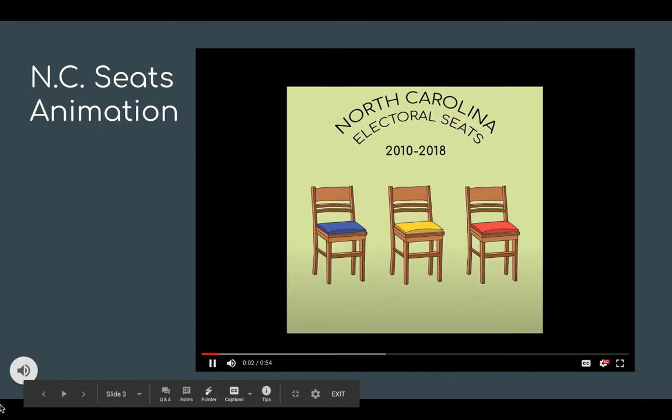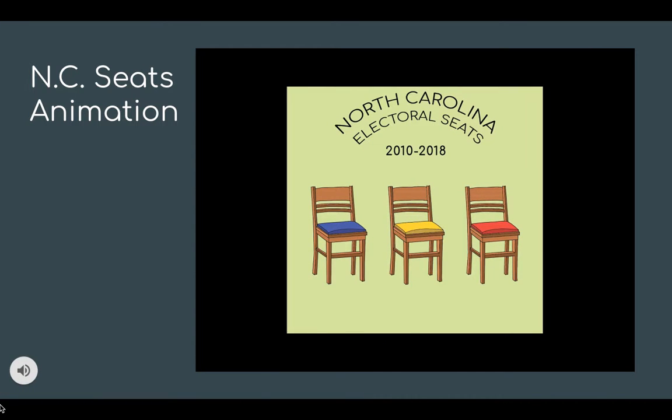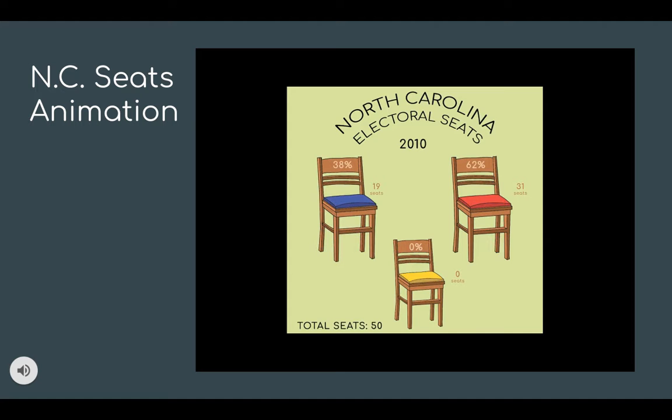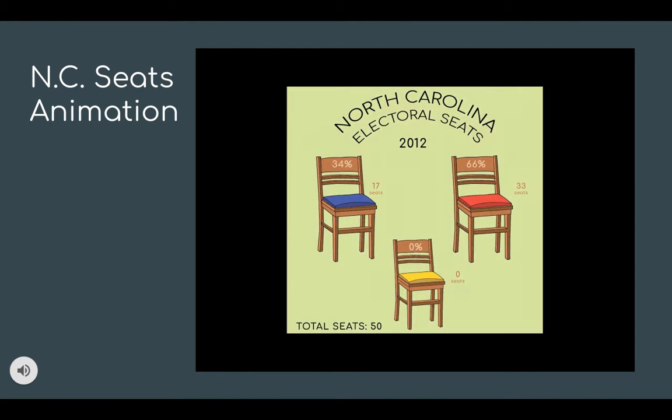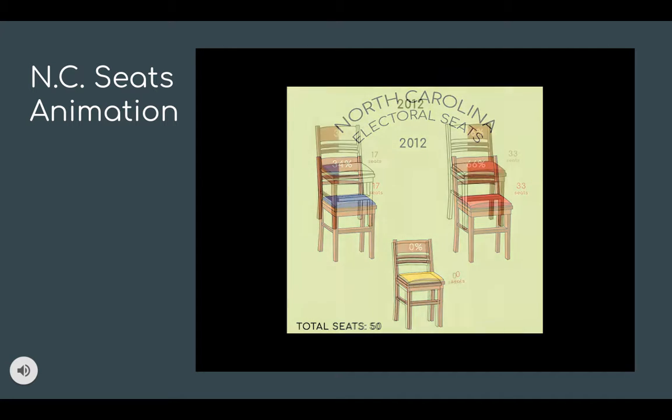The following animation is one portraying the electoral seats in North Carolina from 2010 to 2018. The animation starts off by showing the three main parties: Democrat, Republican, and Independent. The seats are being represented by actual chairs.